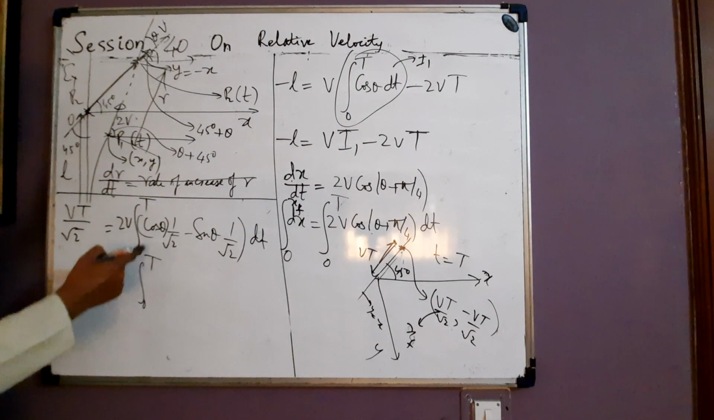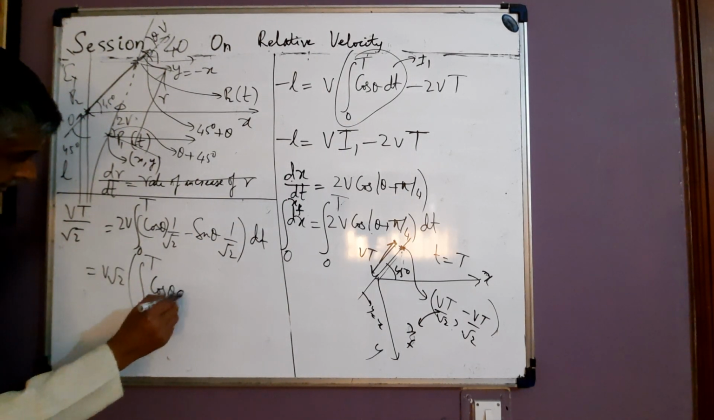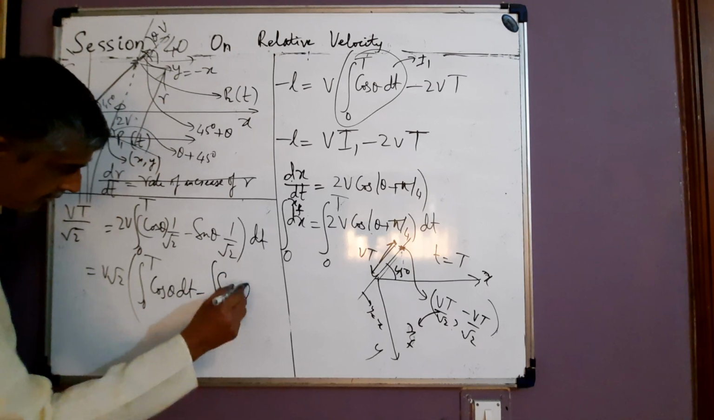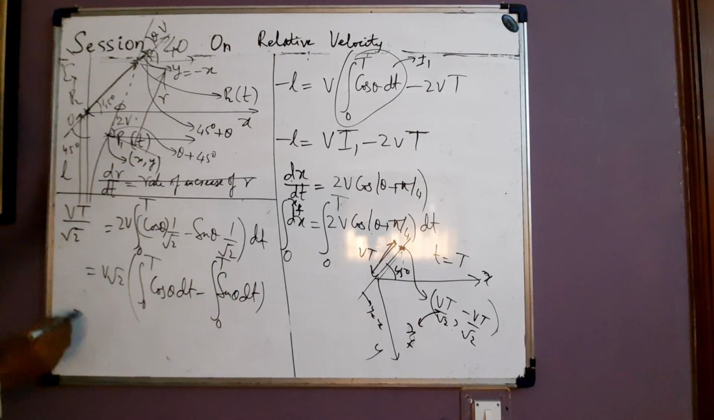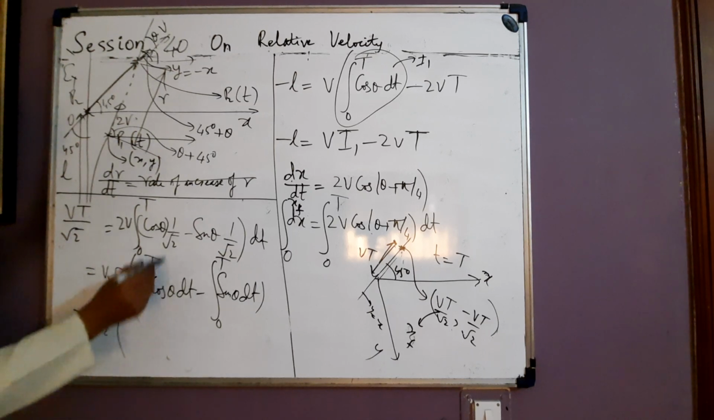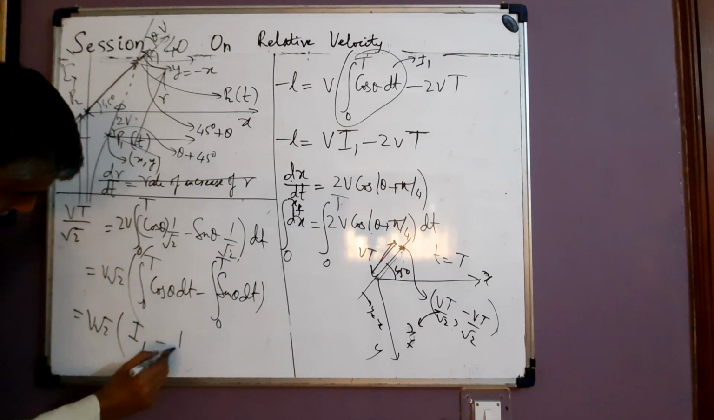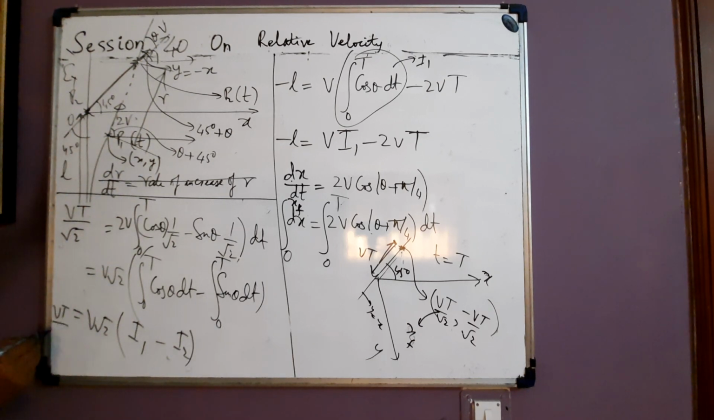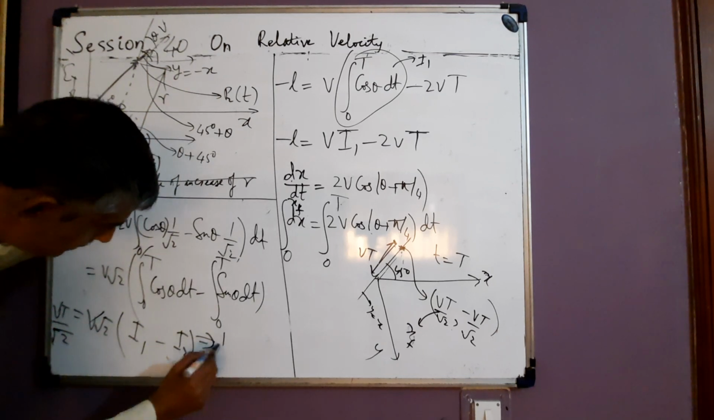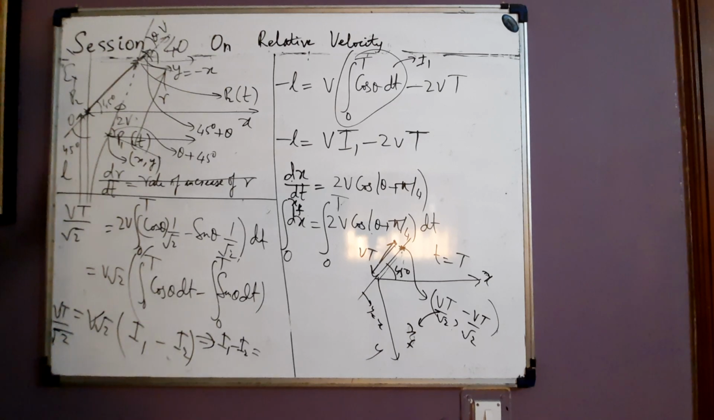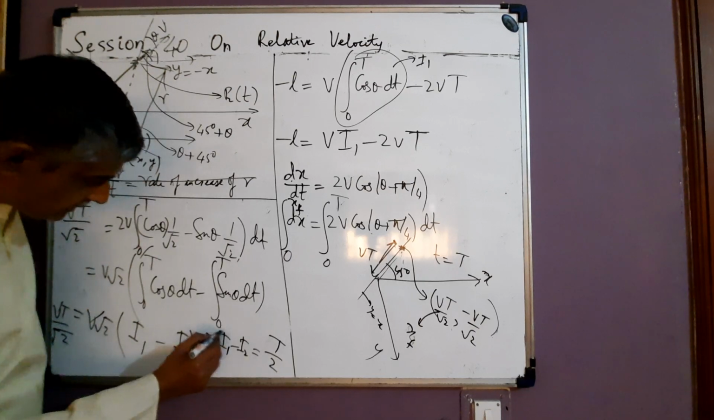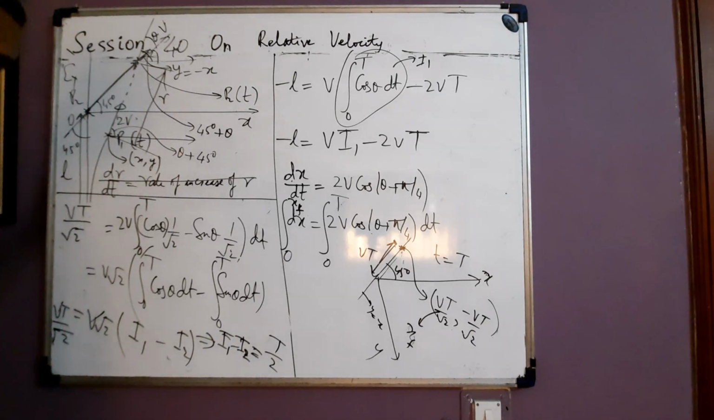So we have V root 2 times the bracket of integral cos theta dt minus integral sin theta dt, from 0 to capital T. Let this integral be I1 and this integral be I2. That is equal to Vt by root 2. Now V will go away, and root 2 becomes 2. So from this we get I1 minus I2 is how much? T by 2.